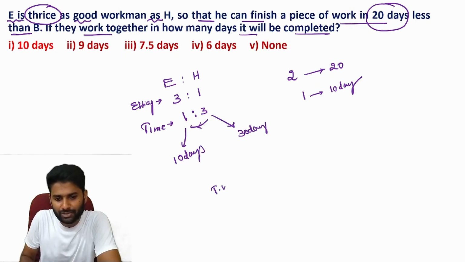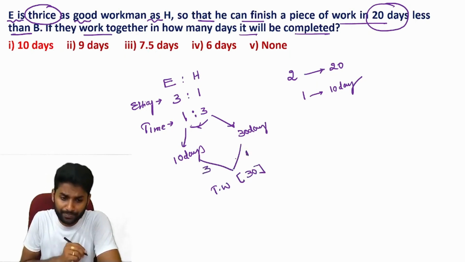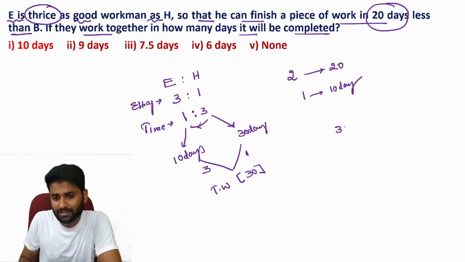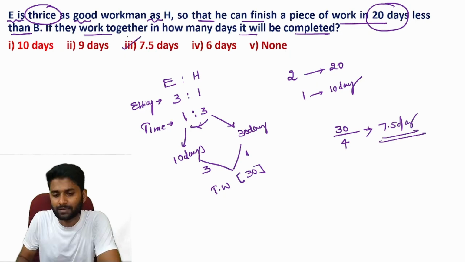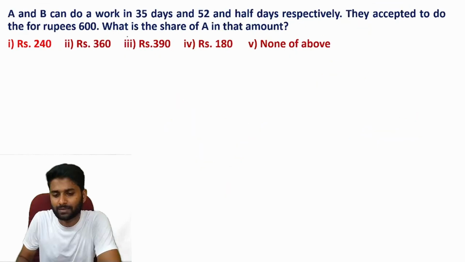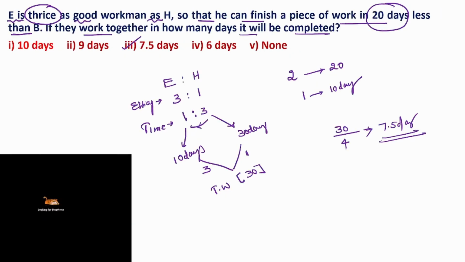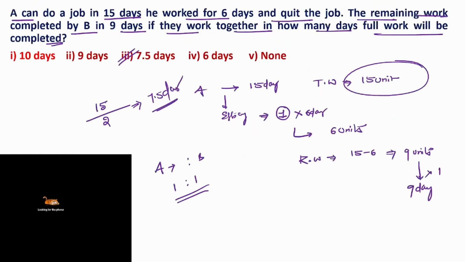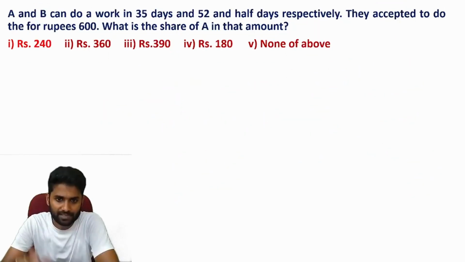Now let us take the total work. Common multiple of 10 and 30 is 30 units. Back to the efficiency. Efficiency of E is 3 units, efficiency of H is 1 unit. For 30 units, how much time does it take? If both work together, they will complete at 4 units per day. For 30 units, it takes exactly 7.5 days. Try this question.